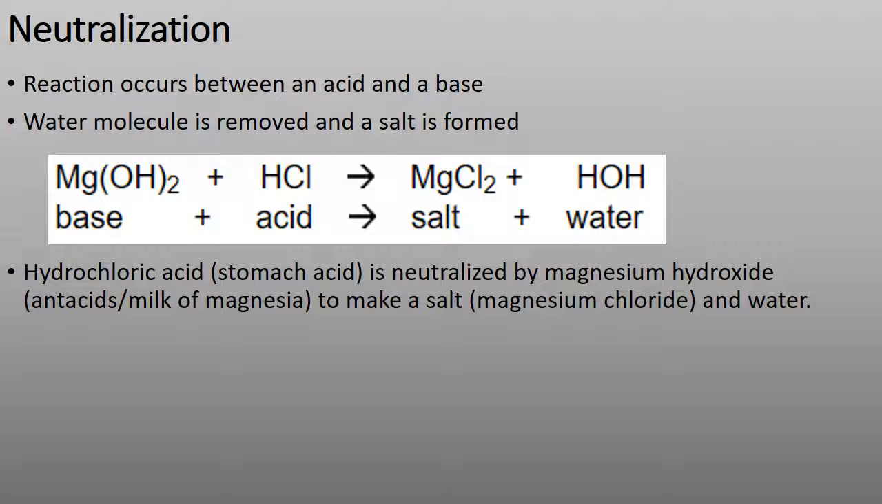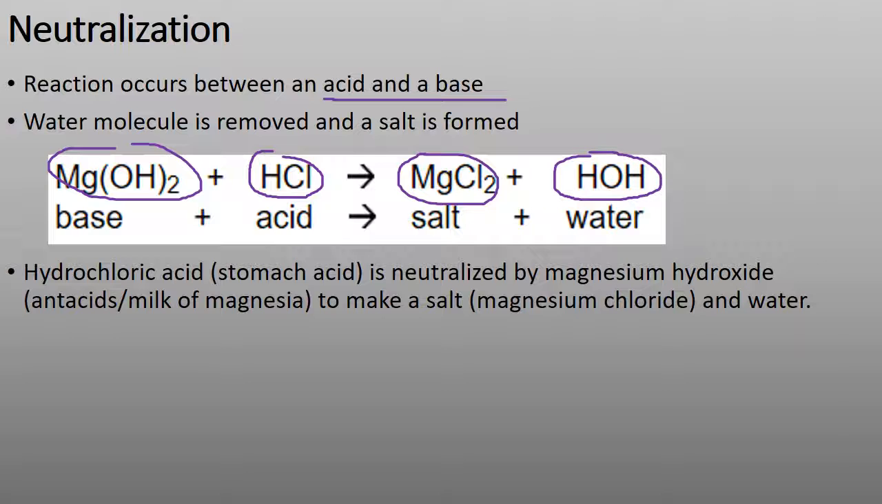Neutralization reactions. This is an acid-base reaction. We have an acid reacting with a base here. So this is the base, magnesium hydroxide, reacting with hydrochloric acid, and the result is a salt, magnesium chloride, and water.